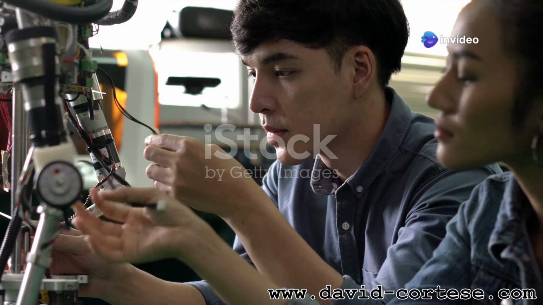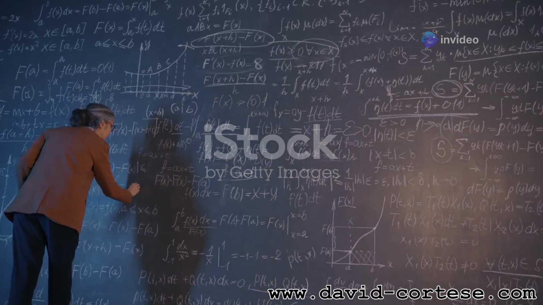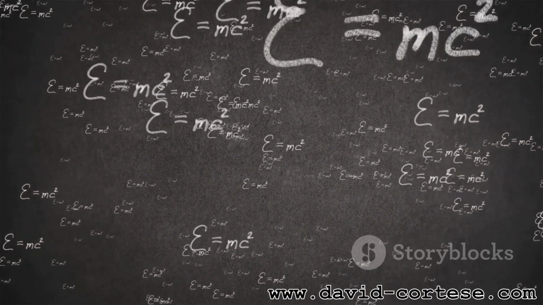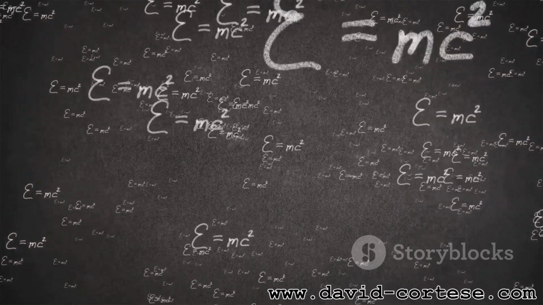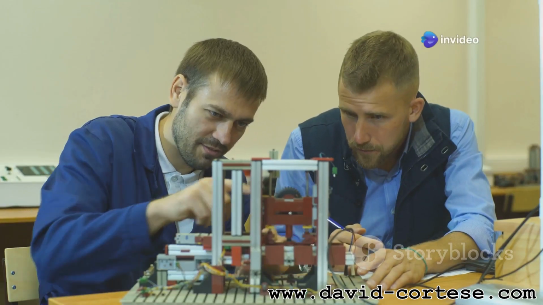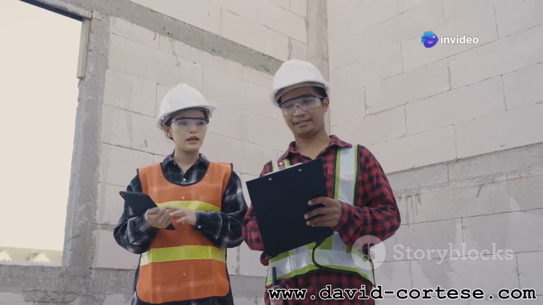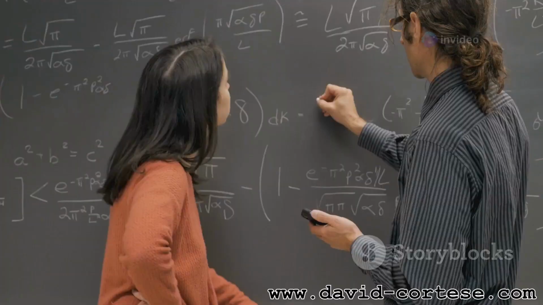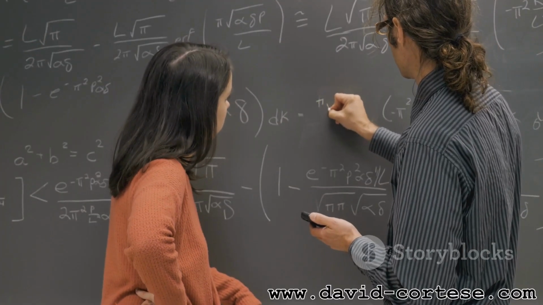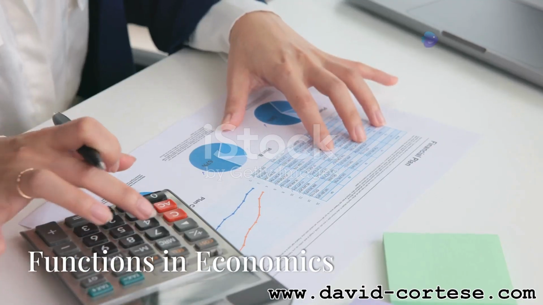Section 7. Functions in science and engineering. Functions are essential tools in science and engineering. Physicists use functions to describe the laws of motion and gravity. They use them to understand the universe. Engineers use functions to design bridges, airplanes, and computers. Functions help them create safe and efficient structures. Functions are the language of science and engineering. They allow us to model and solve complex problems.